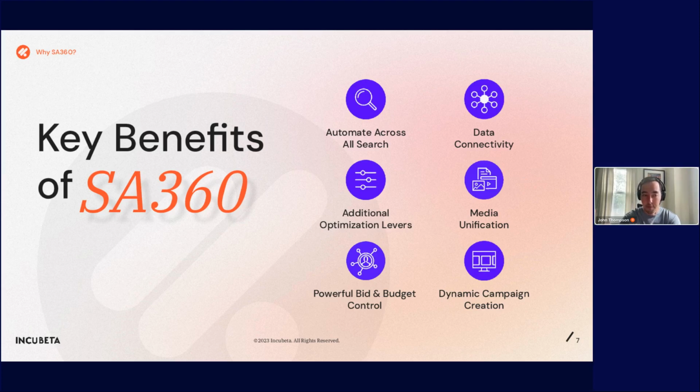Fifth being powerful bid and budget control. So we can have portfolio auction time bid strategies across different search campaigns. There's also some new forecasting tools, which we'll touch on a bit in the new UI, specifically around Performance Center.